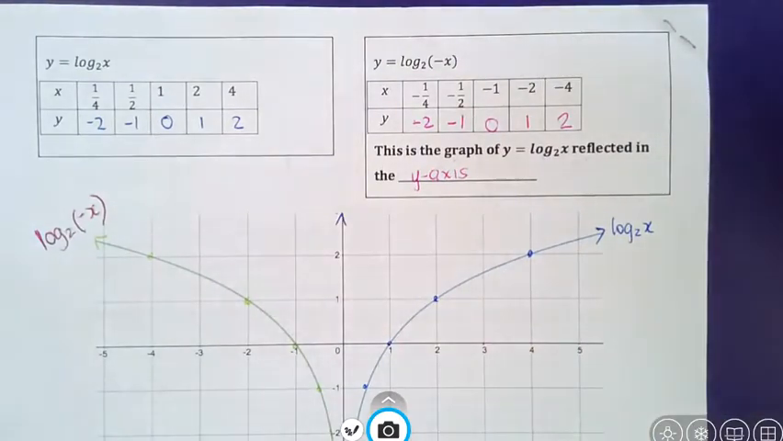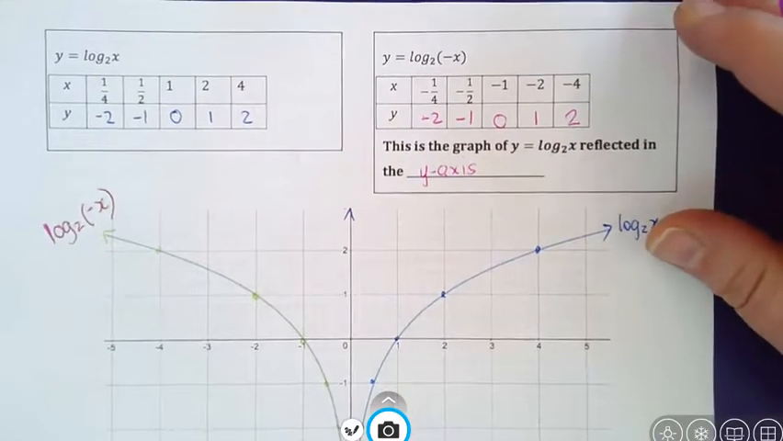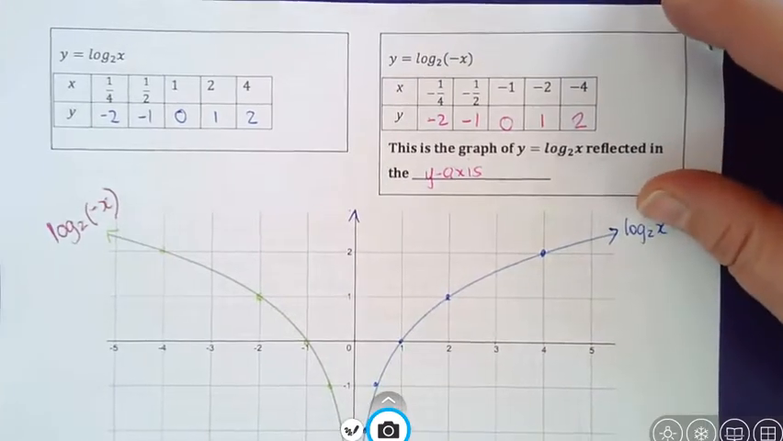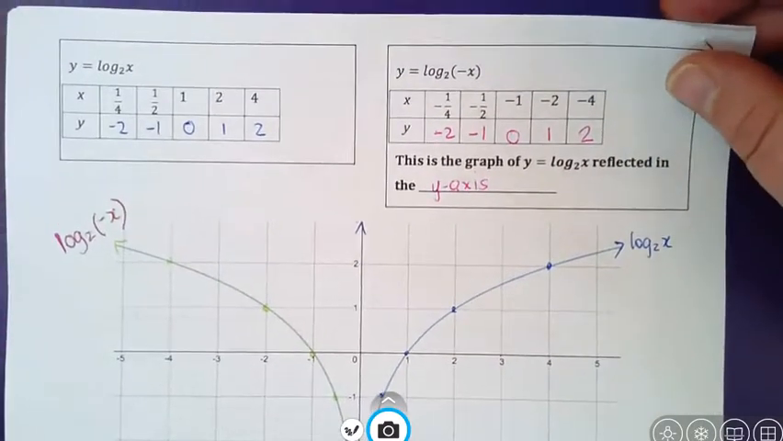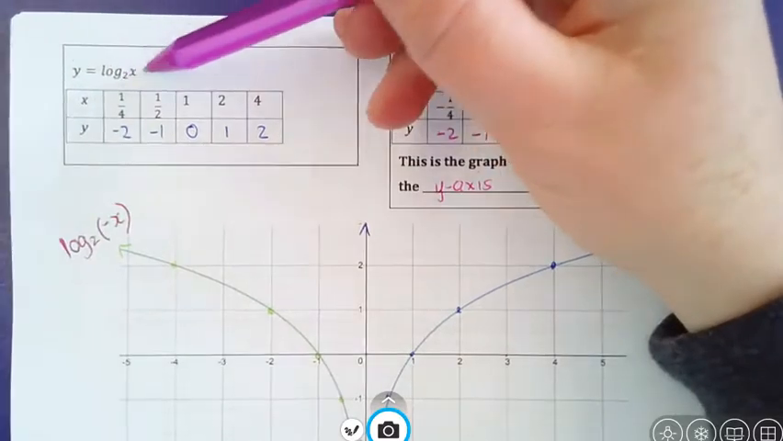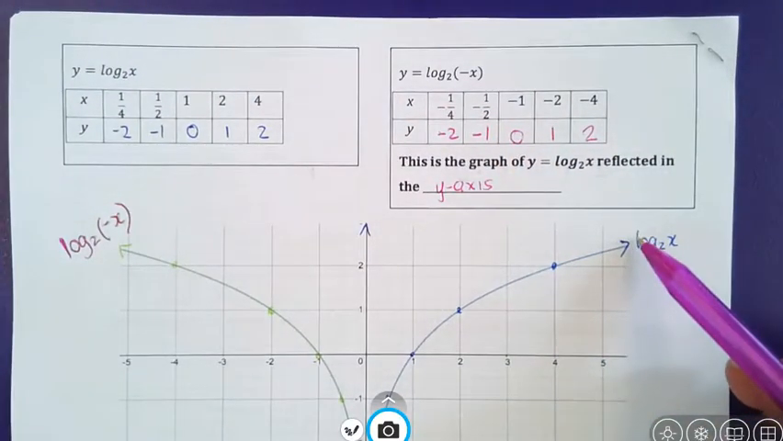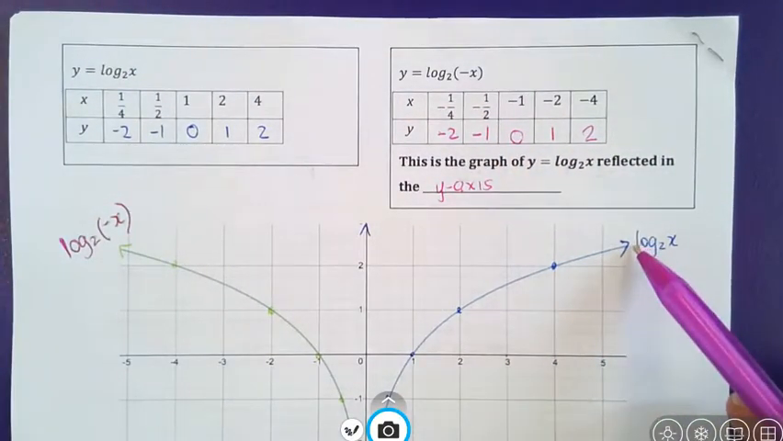Okay? Now, with the orange graph down there, we're reflecting another way. So let's look here. We've got log to the base 2 of x. That's the blue graph over there. Got it?